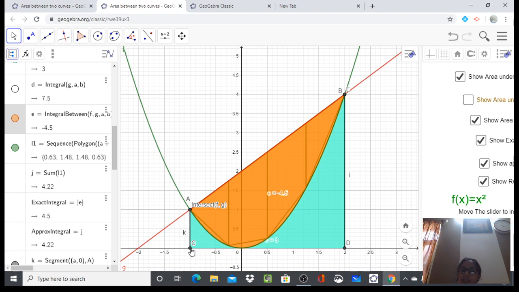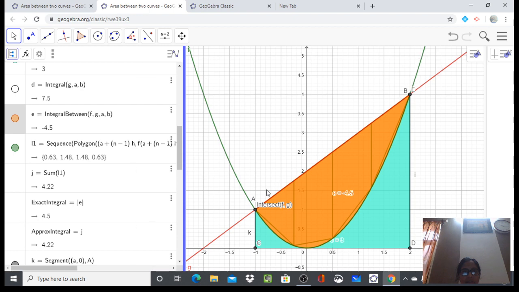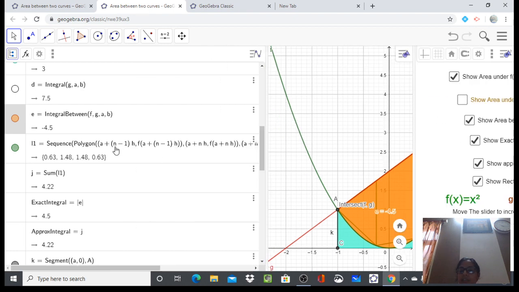At this point n is 1, a plus h, and this is a plus 2h. So in general a plus nh, where n is varying from 0 to m, the number of rectangles. We have used the command f of a plus n. If we are taking nh and n plus 1h, then n will start from 1, and if we are taking n minus 1h, then n will start from 1. Otherwise, if we are taking a plus nh, then n will start from 0.